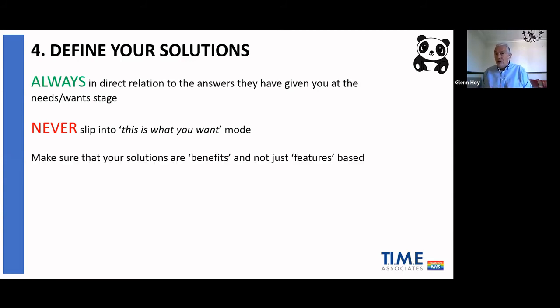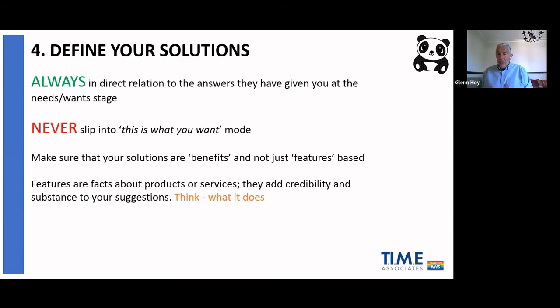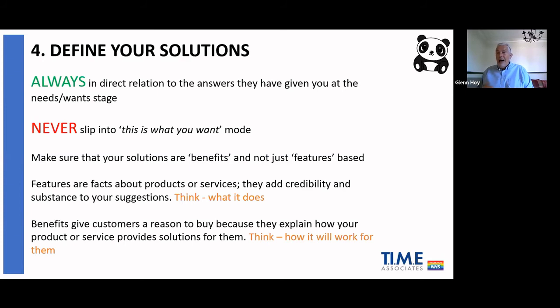Make sure the benefits are not just features-based, but include the emotive side of it. Here's a really simple definition for those on the call today, or when you get to read this later on. Features give you a bit of credibility. Think of features as: what does it do? A pen, what does a pen do? It helps you write. That's a feature. What are the benefits? Then you come on to that: how it will work for them.